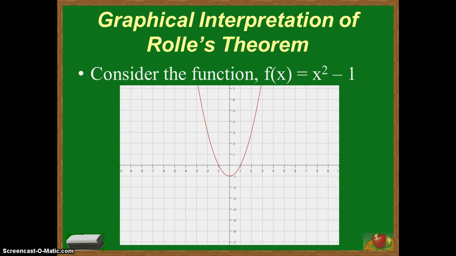Here's a graphical interpretation of Rolle's theorem. Consider the function f of x equals x squared minus 1. Notice that when x is negative 1 and 1, the function value is 0. So we've satisfied the first condition of Rolle's theorem. It's also a continuous function. It's also differentiable. Notice that there is one value here, could be more, c at x equals 0, such that the slope of that tangent line would be 0.